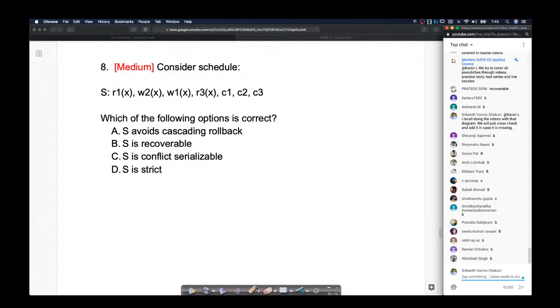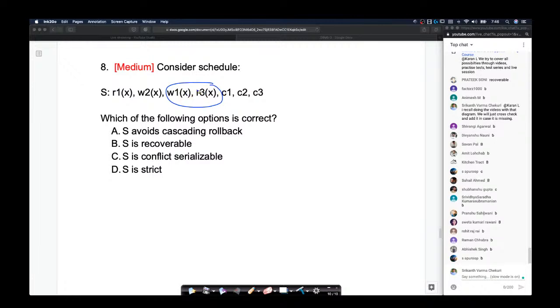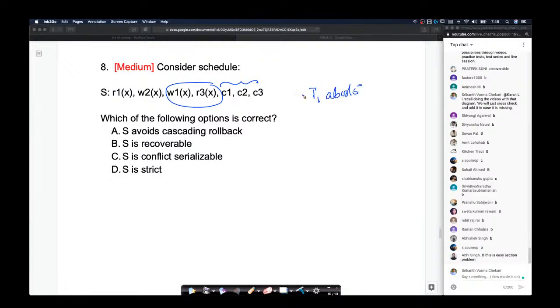Okay, so let me explain the solution here. Again, it's fairly straightforward. First, let's look at S avoids cascading rollback. Look at these two. Transaction 1 is writing on X. Then transaction 3 is reading on X. And if you look at the commits here, now imagine in this order, T1 aborts. So let's assume T1 before committing aborts. Both these operations are run, and let's assume T1 aborts here.